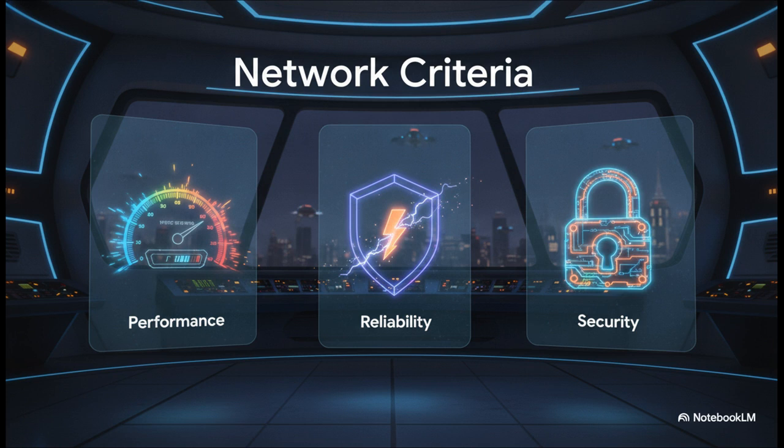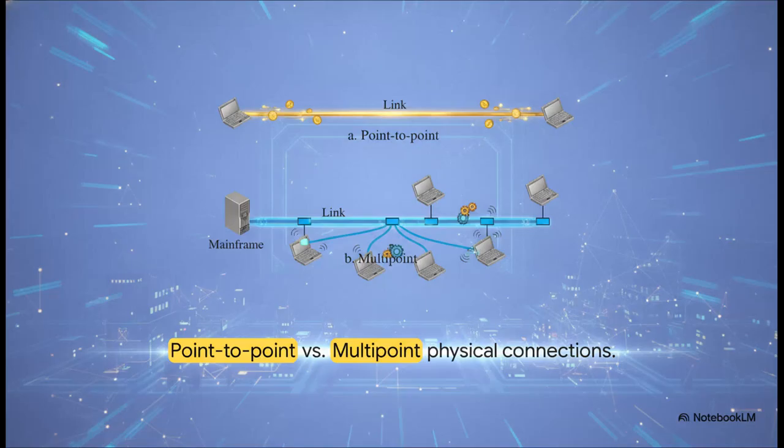Second is reliability. Now, we measure this not just by how often the network fails, though that's important, but crucially, by how fast it can recover from a link failure. A fast recovery is everything. And third, security. Think about it. A blazing fast, highly reliable network is completely useless if it doesn't protect the data from unauthorized access, damage, or loss. To hit those 3 criteria, we have to choose our physical connections really carefully.